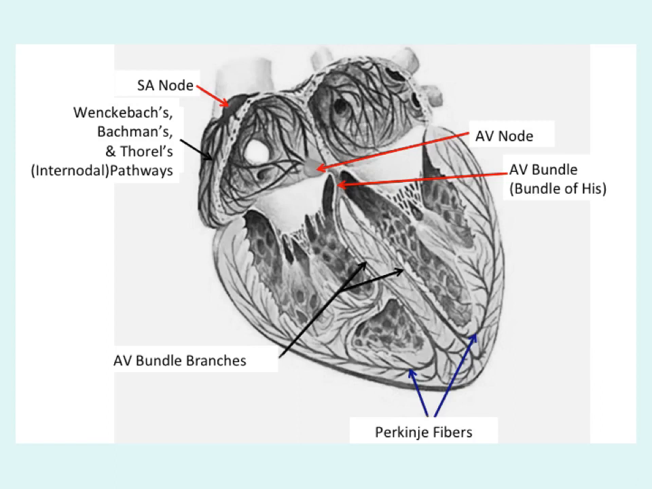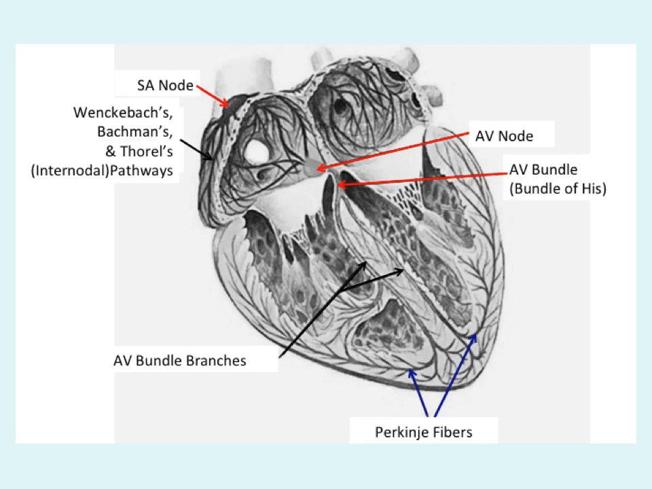The AV node will then pass through what's referred to as the AV bundle. The AV bundle is also referred to as the bundle of His, H-I-S. The bundle of His will then branch apart into what's referred to as the AV bundle branches. As the AV bundle branches hit the apex of the heart, they will bifurcate and spread through the ventricle in what's referred to as the Purkinje fibers. The Purkinje fibers will then head and innervate the ventricle muscles.